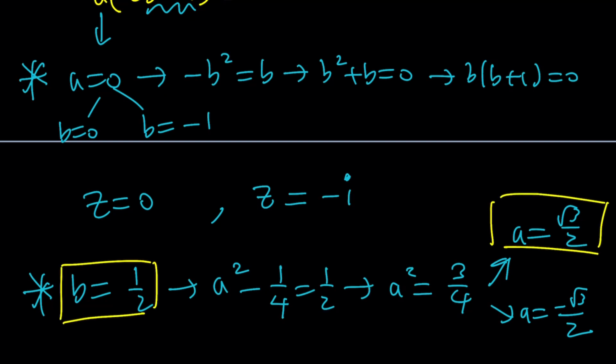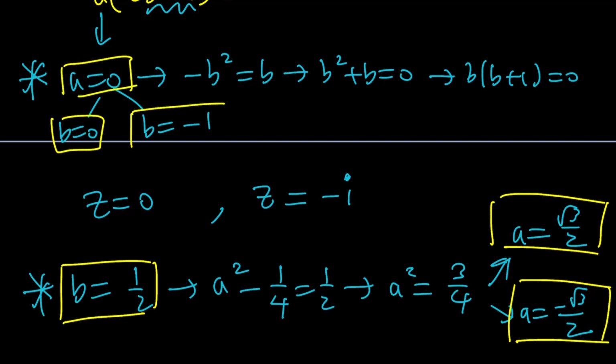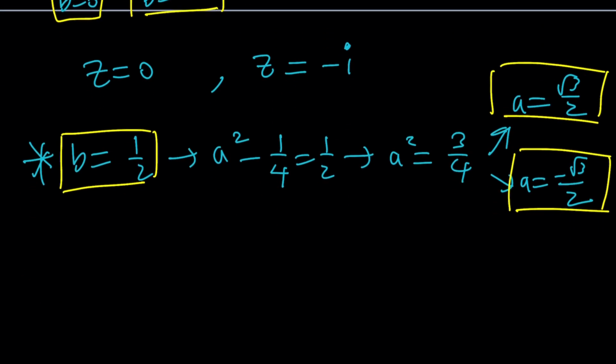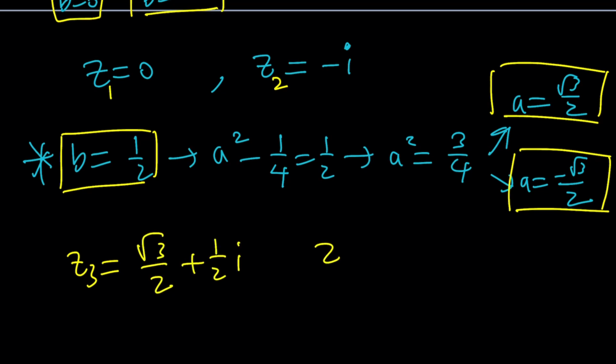Along with these, that's going to give us other ordered pairs for a and b, right? Just like this one. Cool. Let's go ahead and put it together. Then we could call this z sub 1, z sub 2. Z sub 3 is just going to be root 3 over 2 plus 1/2 i. And z sub 4 is going to be negative root 3 over 2 plus 1/2 i.